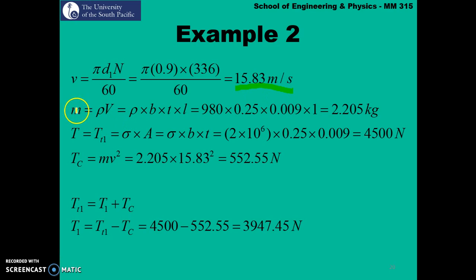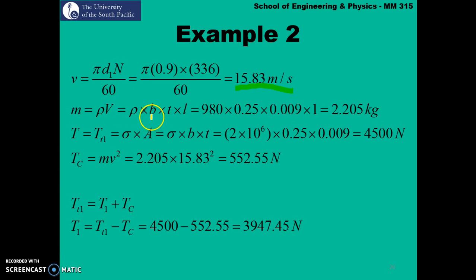Now mass per unit length can be simply calculated. We know from fluid mechanics that density is mass upon volume, and even from solid mechanics or basic physics, density is mass upon volume. So mass is simply density times volume. And volume is what? Cross-sectional area times the length or the height of the particular object that we're looking at.